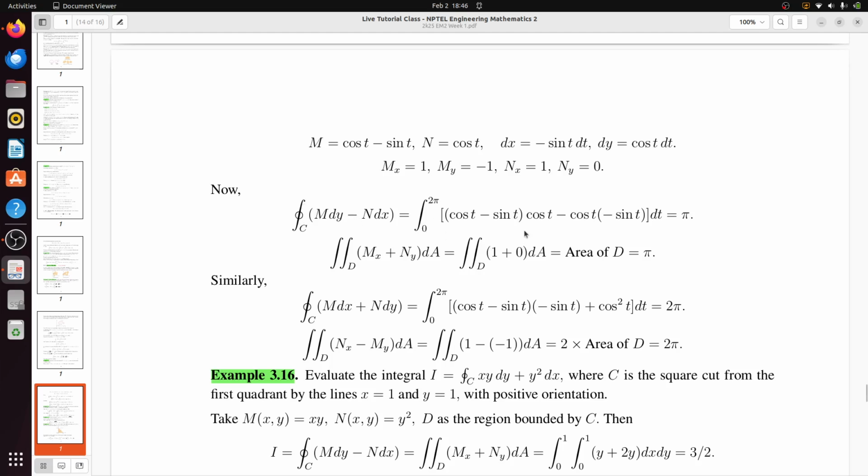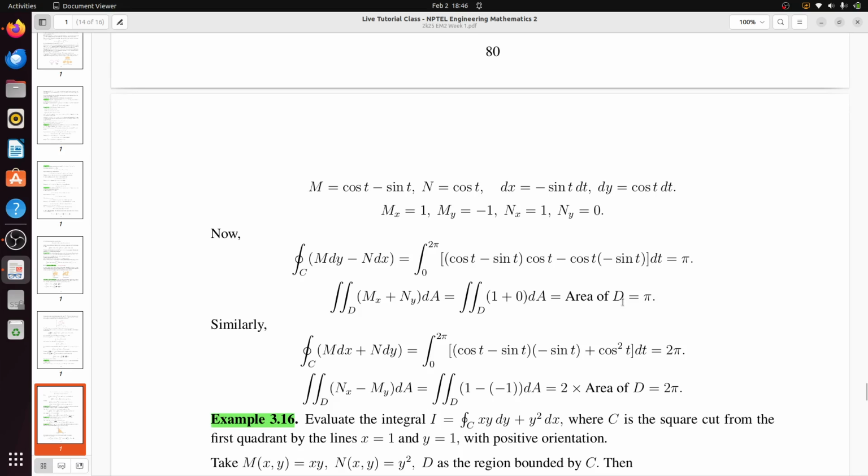m is cos t minus sin t, your dx is equal to, your dy is equal to cos t, your n is equal to minus cos t, then your dx is nothing but your x is cos t, so that will be minus t. We have minus t written, and then integration over dt, so that is equal to pi.